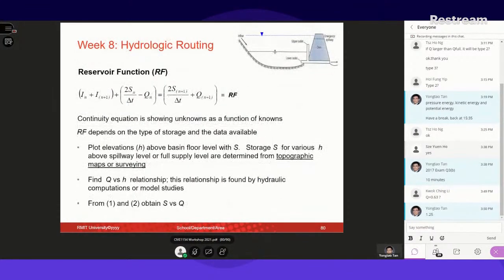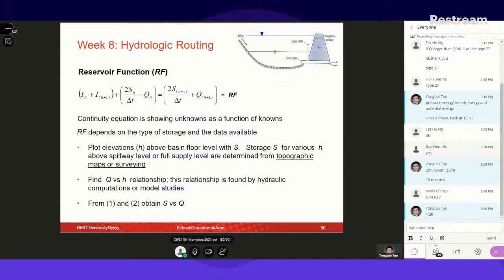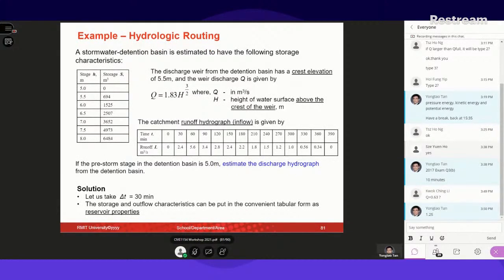You may not yet clearly understand the steps, but we can use an example to illustrate how to do hydraulic routing using the reservoir function. This is a stormwater detention basin, and this is a stage and storage table showing the relationship between the stage and the storage, based on the geometry of the storage basin.